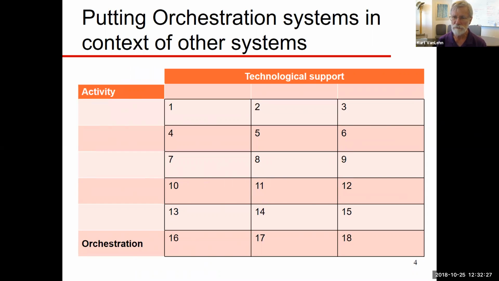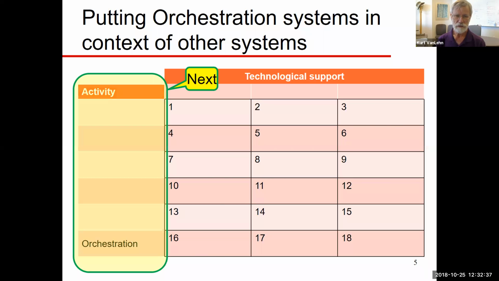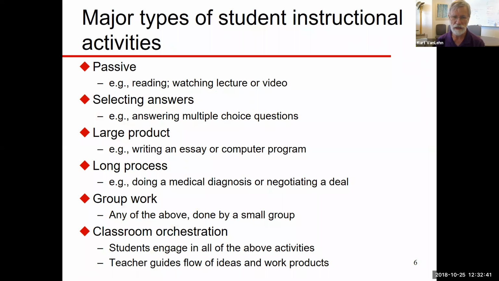All right, so here is a graphic that has helped my students at least, and I hope it will help you see the big picture. Orchestration systems are a kind of activity, and we'll talk about the technological supports for different kinds of activities. So let's first talk about lots of different kinds of activities. These are things that students do.